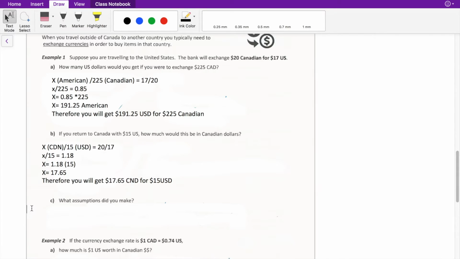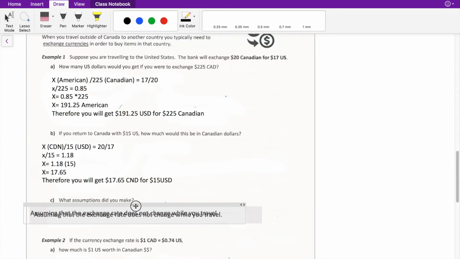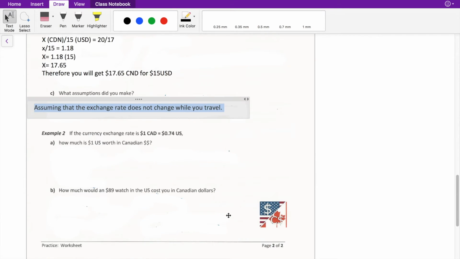The one assumption you would make here, which I'm not really concerned with whether you make, is that you're assuming the exchange rate does not change while you're gone. In all actuality, the exchange rate changes daily, if not hourly. So it goes up and down depending on a whole bunch of things that we have no control over.